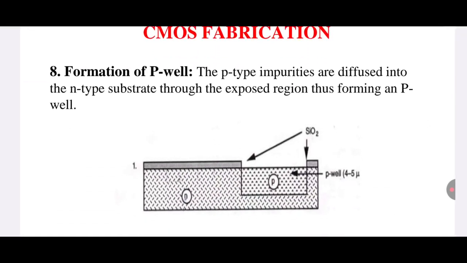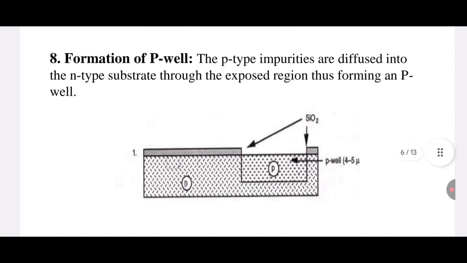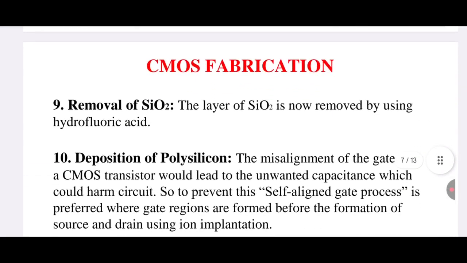Here you could see in the base material, which is the N-type substrate, we are going to form the P-well by the process of diffusion. That means we will heat this substrate at higher temperatures, and then we will allow the impurities or dopants which contain P-type semiconductor material. Here you could see the formation of the P-well with a depth of 4 to 5 micrometers. And then we will move on to the removal of the excess silicon dioxide layer present on the wafer surface.